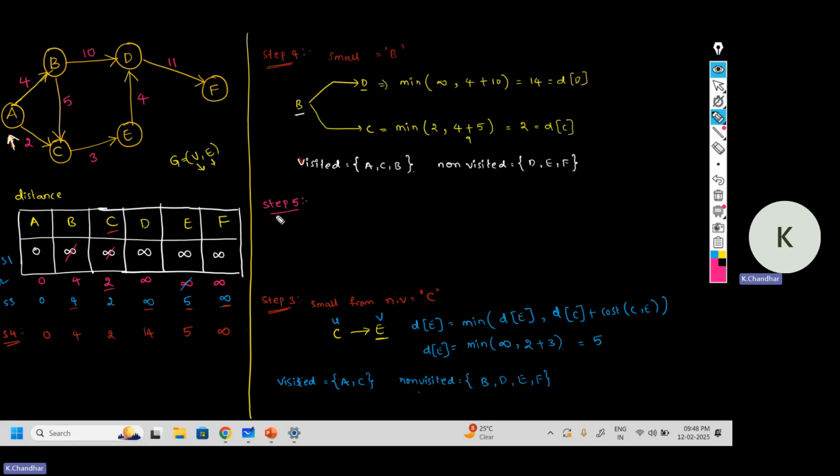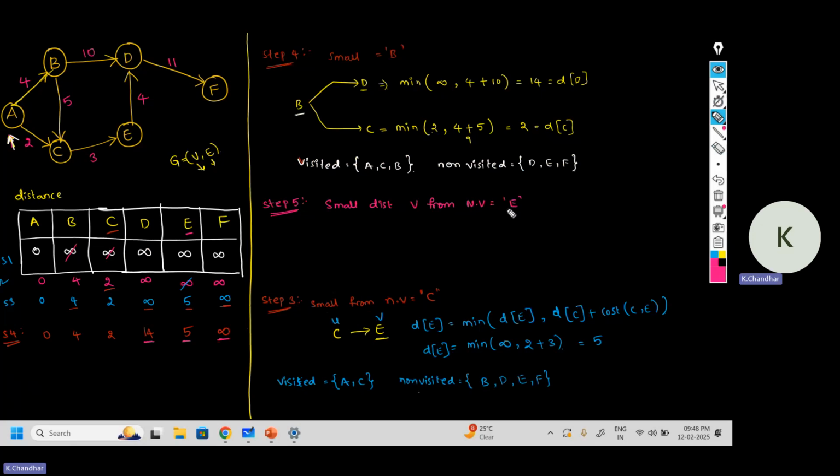Step 5. Again, what can I do? I need to find the smallest distance from non-visited vertices. What are the non-visited vertices? D, E, F. So D is 14, E is 5, and F is infinity. Which is the smallest? 5 is the smallest. So I need to pick the E vertex. So the smallest distance vertex from non-visited is E.